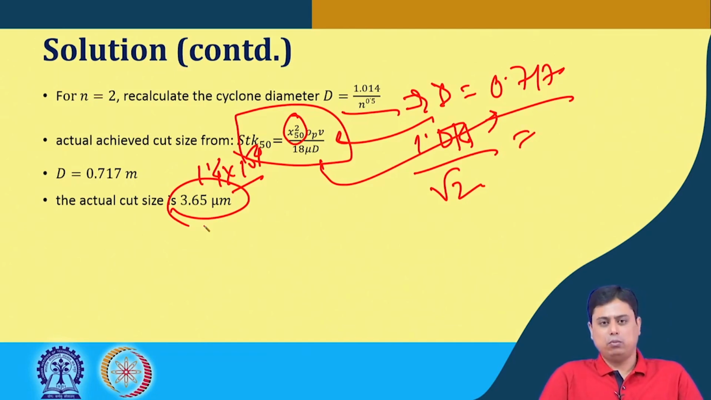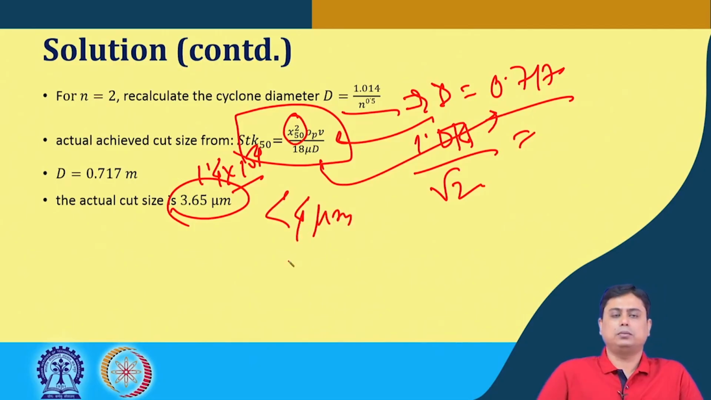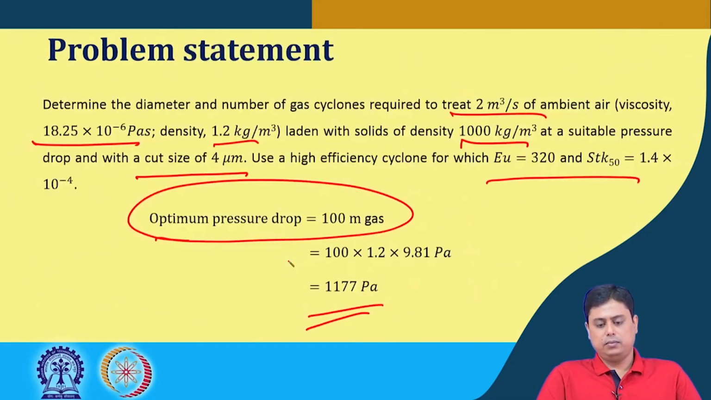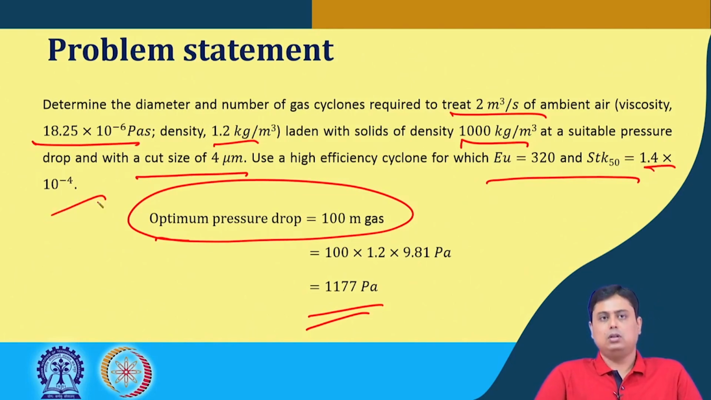which is below the desired one, which means this suffices our requirement, below the required cut size of 4 micron. Which means if we use two cyclones having Euler number of 320 and Stokes number of 1.4 multiplied by 10 to the power minus 4, with a pressure drop of 1177 Pascal, we can have a cut size of 3.65 micron, which means we can clean the gas from the particles having diameter of 4 micron and above.